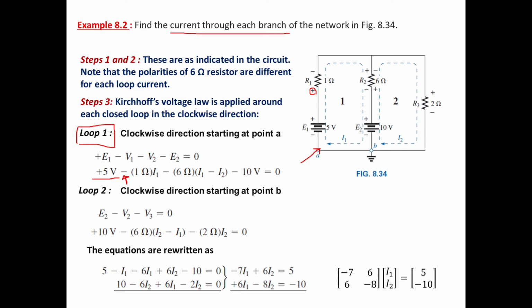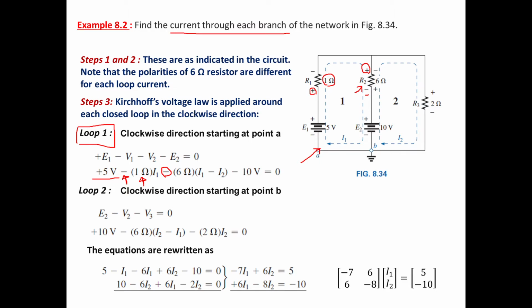Product of resistance into current. So resistance is 1 ohm. Current is I1. So 1 into I1. Then again go to the next element. Next element R2. R2 you have to be careful because two currents are flowing in R2. So minus because it is a voltage drop. The current is flowing from plus to minus.